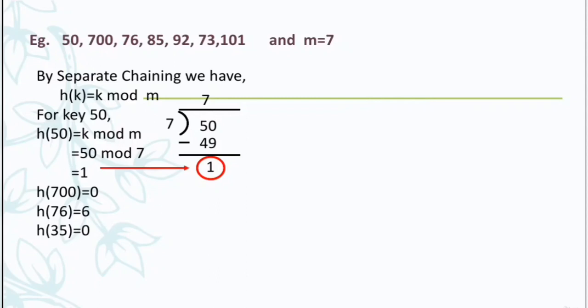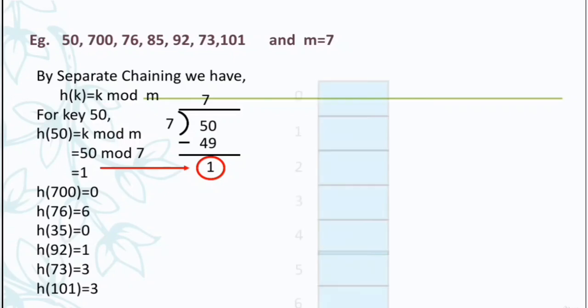Now in this case, the values for key 700 and key 35 are both 0. So this is when a collision occurs. But in separate chaining we use a linked list for that purpose. For the key 92 we get the value 1. For key 73 we get the value 3, and for key 101 we get the value 3 again.